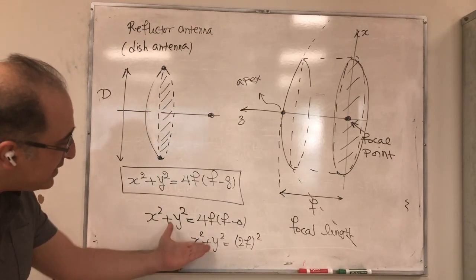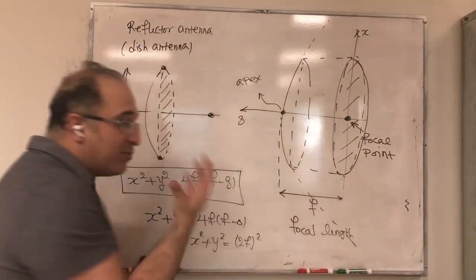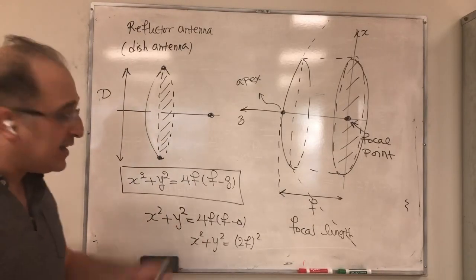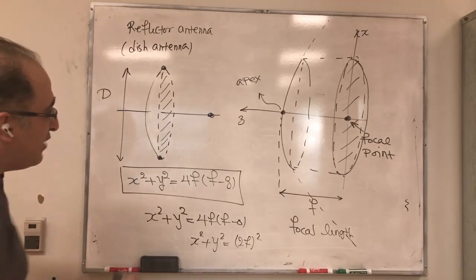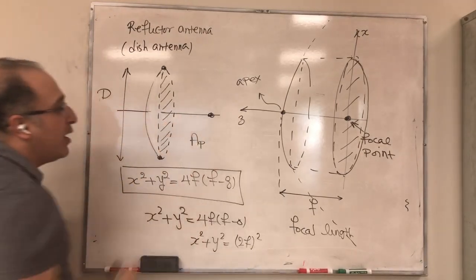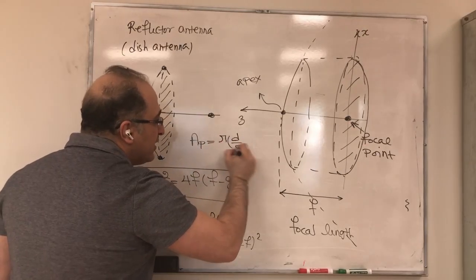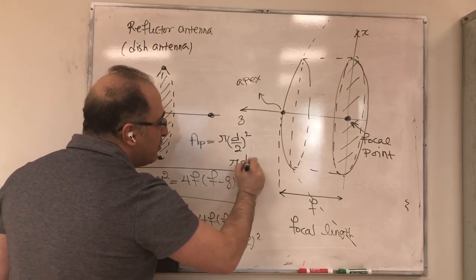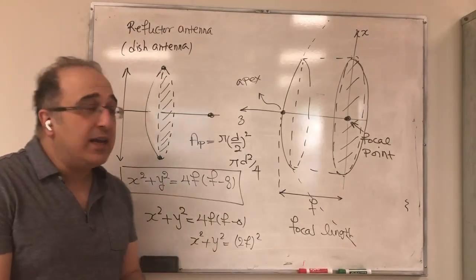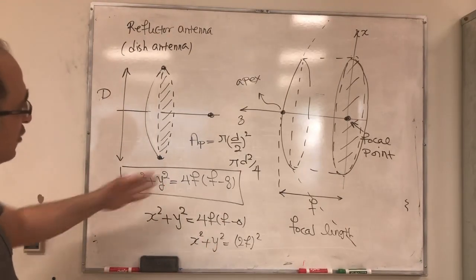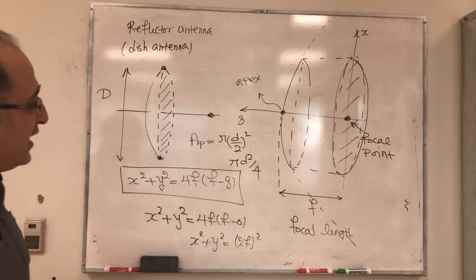If you look at this equation, you see that it's a circle. So essentially the cross section here means the aperture of the paraboloid is a circle. And this circle has a diameter. The diameter is D. So the physical area, which we denote by A_P, is going to be pi times the radius, D divided by 2, to the power of 2, which is going to be pi D squared divided by 4. So that's essentially the cross section of this reflector. And this, as you know, is going to be related to directivity later on.